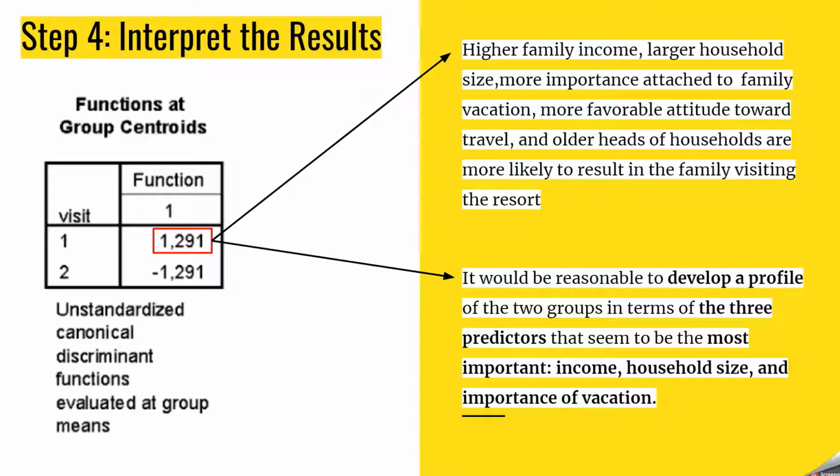the resort. It would also be reasonable to develop a profile of the group in terms of the three main predictors we identified before: income, household size, and the importance of the vacation. When we increase these three important predictor variables, we can increase the visit, or increase the effect on the dependent variable.